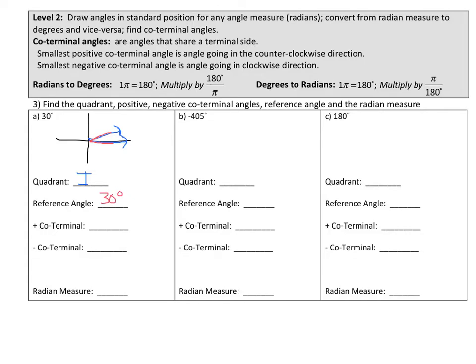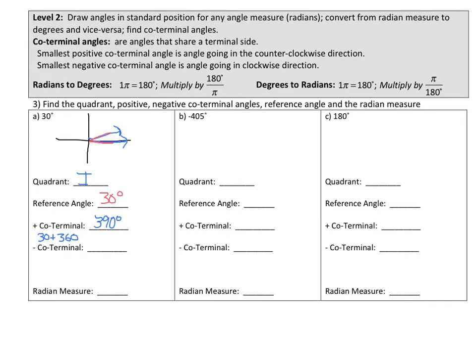A positive coterminal angle is making a full circle from your terminal side. So what I would do is take the 30 degrees and add a full circle to it, or add 360 degrees, which would give me 390 degrees. And so that is an angle whose terminal side is in the exact same position as 30 degrees. If I made another full circle around, I'd land in the same spot.